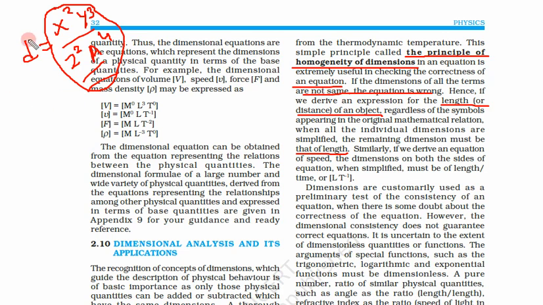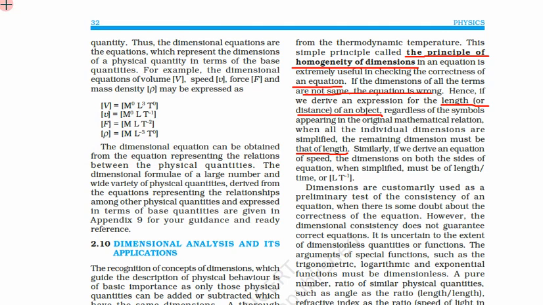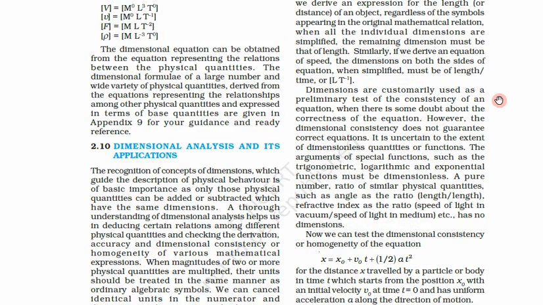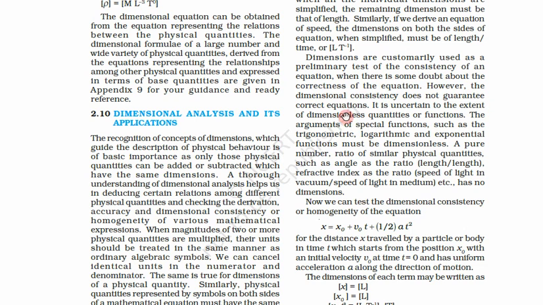But when we do the dimensional analysis, since this is distance, this has the dimension of length. So all these quantities after solving must have the dimension of length. If this is not true, this formula is definitely wrong. So this is what they are trying to say in this very long paragraph. Similarly, if we derive an equation of speed, the dimensions of both sides of the equation, after simplification, must be length per time, that means LT minus 1. So definitely the left hand side, speed, is LT minus 1, and the right side must have a dimension which satisfies this equation.